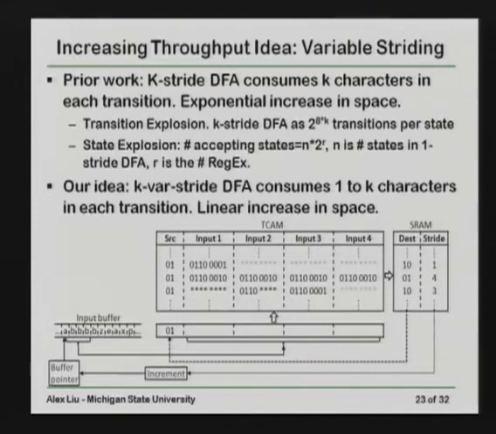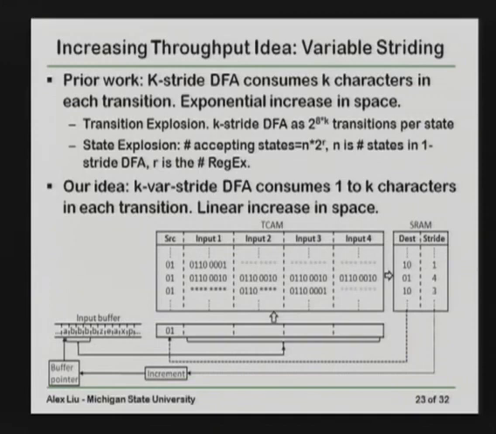Okay, so the idea of k variable stride DFA is that every time we consume a variable number of characters, from 1 to k characters in each transition. The goal is to have a linear increase in space to avoid these explosions. So this TCAM layout will be a 4 variable stride DFA.